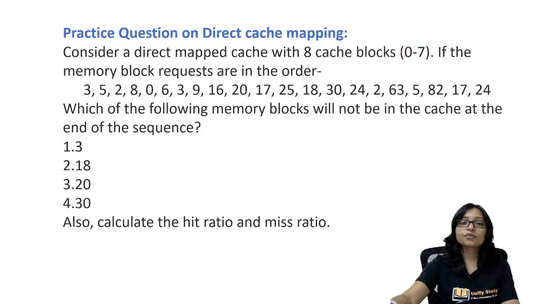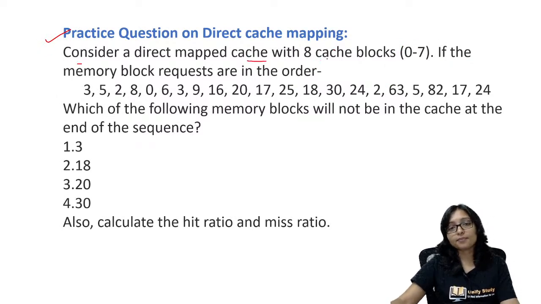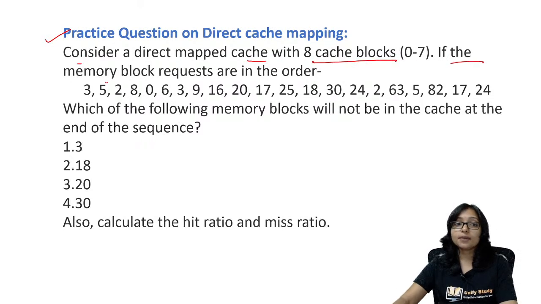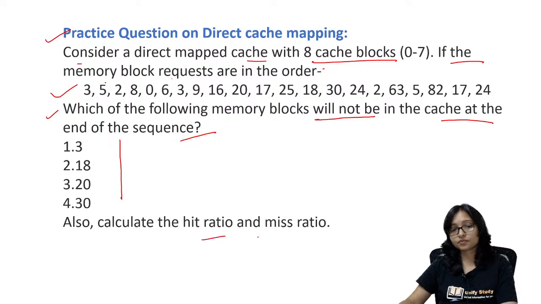So here, see the question. This is a question. Consider a direct cache map with 8 cache blocks. So 8 cache blocks are there. If memory block requests are these, these are the requests, which of the following blocks will not be in the cache at the end of the sequence? What will not be there, and what will be the hit ratio and miss ratio?